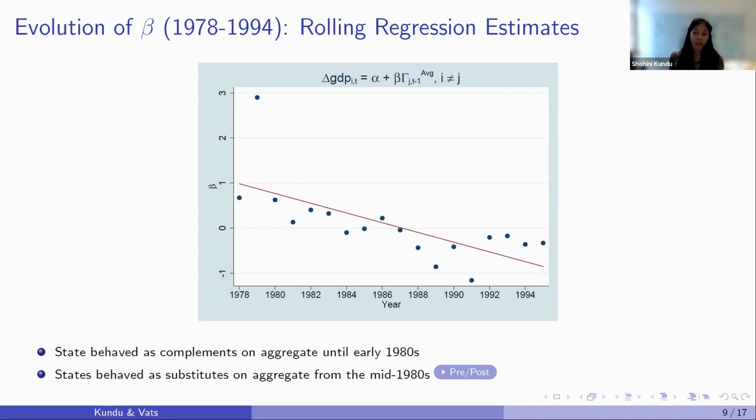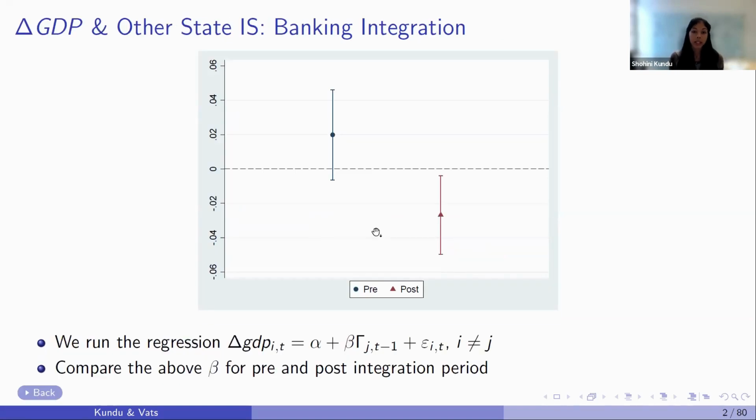What this suggests is that states behaved as complements before the mid-80s and more like substitutes after the mid-80s. In other words, good news for Illinois meant good news for Indiana in the late 1970s and early 1980s. And this changed in the mid-1980s when good news for Illinois translated as bad news for Indiana. For illustration, we run this regression during the pre and post periods, if you're concerned that the trend in the bin scatter might be driven by outliers, and we compare the beta coefficients. You can see that there are stark differences in the pre and post periods, which codifies the notion of state complementarity and substitution of shocks and growth.